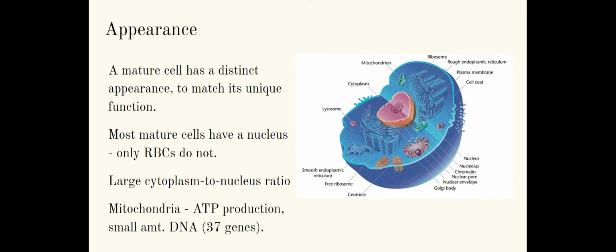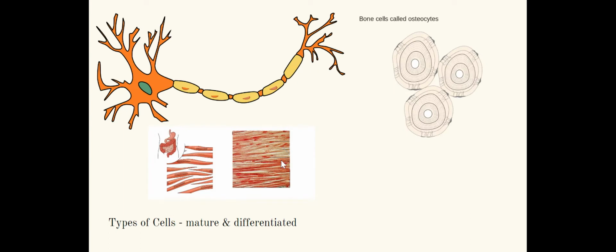There's a lot of cytoplasm in relation to the nucleus. When it's not in mitosis, the nucleus tends to be very small. The mitochondria is where we have energy production in the form of ATP. There is a small amount of DNA, just 37 genes as compared to the 25,000 we see in the nucleus. Now that was the generic cell.